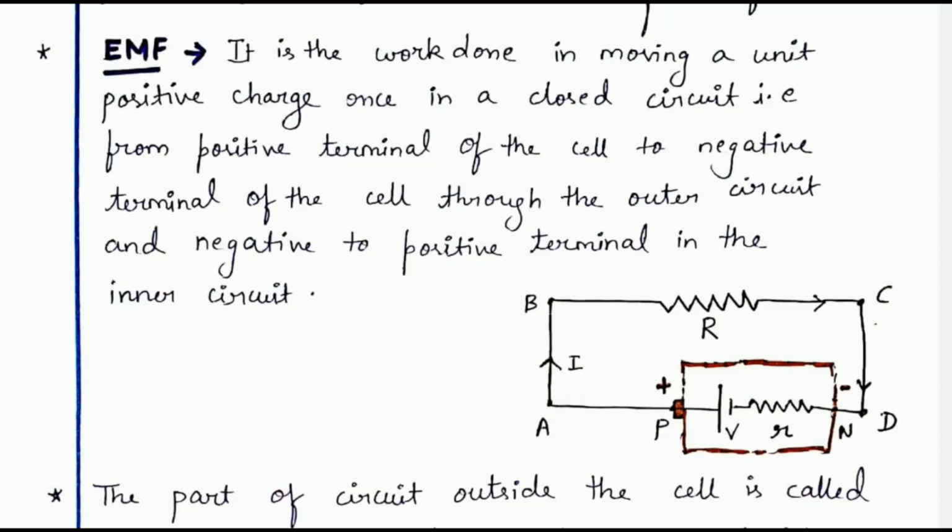So what is terminal potential difference? It is again the work done in moving a unit positive charge only through the outer circuit, that is from the positive terminal of the battery or the cell to the negative terminal of the cell, but outside the cell. You can go from point P to point N in two ways, either through capital R or through small r. If you go from P to N through capital R, that means you are moving in the outer circuit, and that is how you have to move if you want to calculate the terminal potential difference.